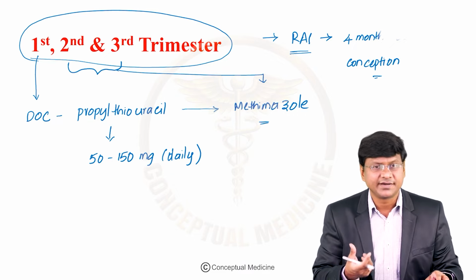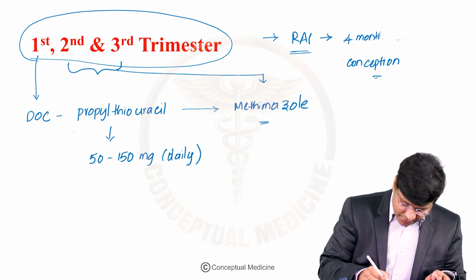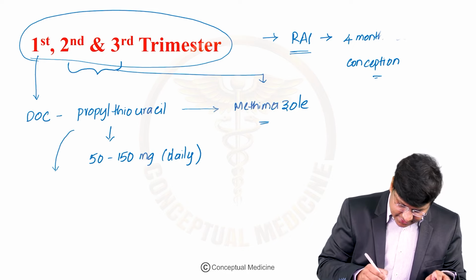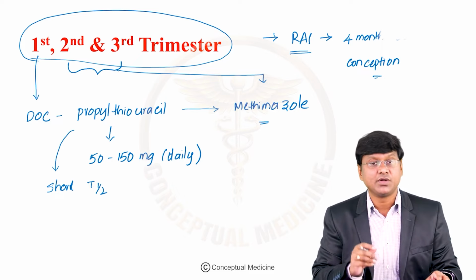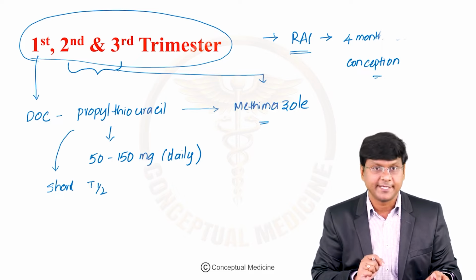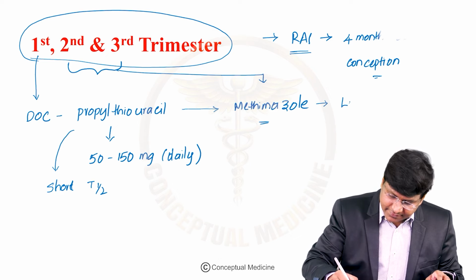Now, what is the rationale behind that? First of all, propylthiouracil has a short half-life, so it has to be administered almost 3 to 4 times per day. But methimazole has a long half-life. That is the advantage of methimazole.